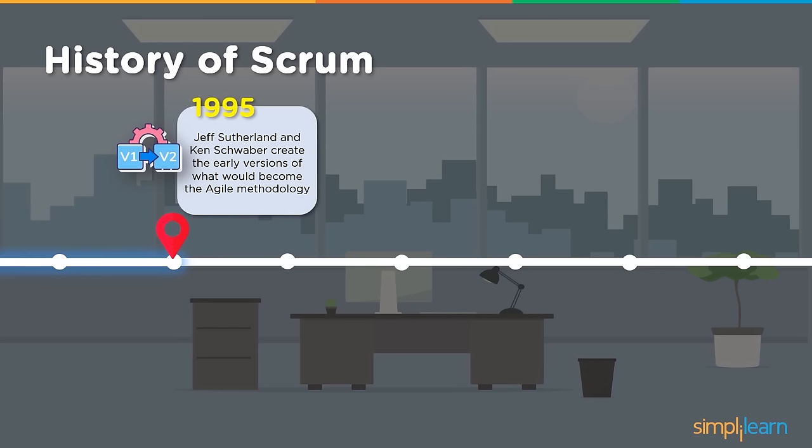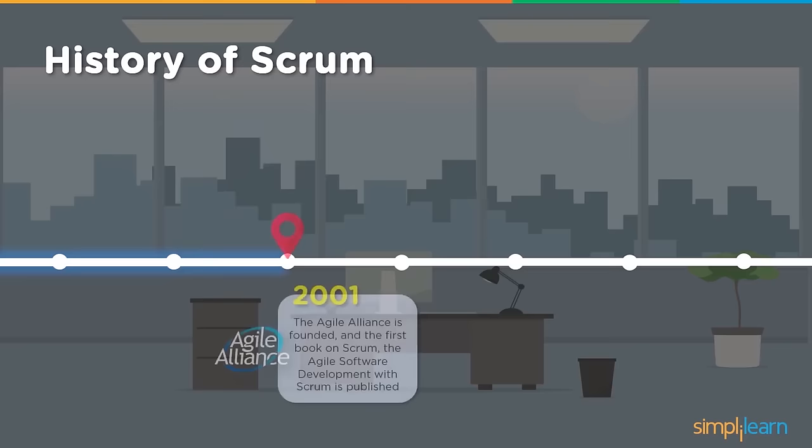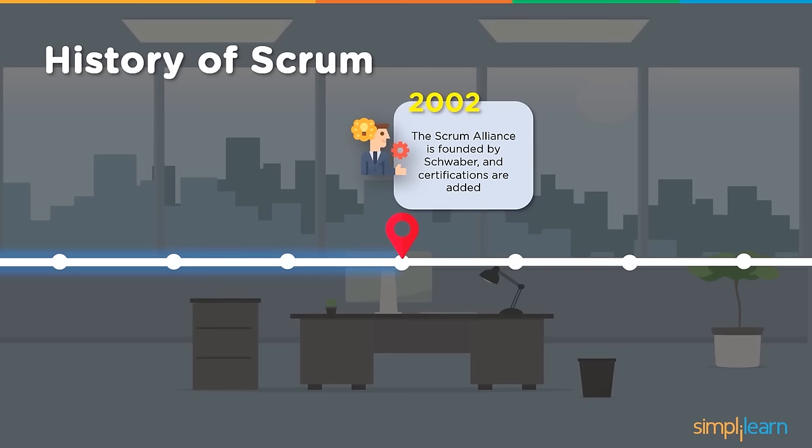So by 1995, the need for Agile was sensed and spoken about. I mean, why do we need Agile methodologies in future? What would the future organization look like? That would trigger what kind of approaches we may require. Further, in 2001, the Agile Alliance was founded and the first look at Scrum, Agile software development with Scrum, was published. Then in 2002, the Scrum Alliance was founded by Schwaber and certifications were added.